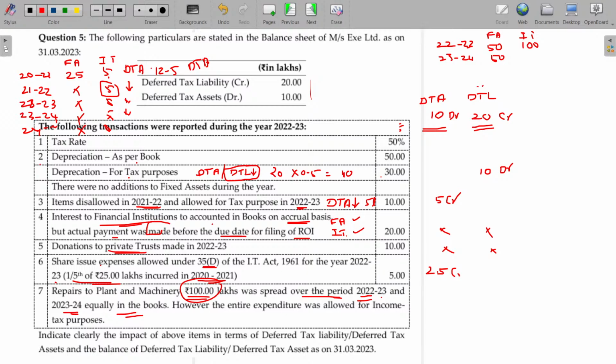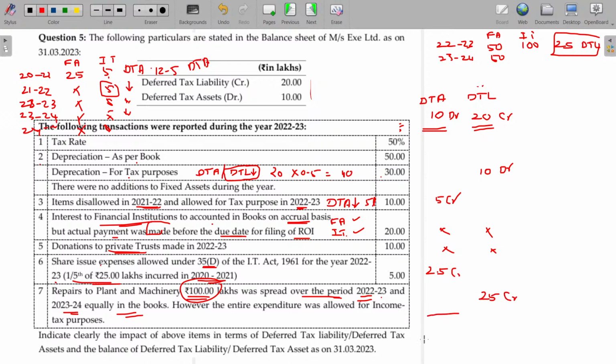So you debit 100 lakhs for taxation purposes, which is 50 lakhs in excess, meaning profit will be lesser. As profit is lesser, what happens? You pay lesser tax this year, and next year anyhow you have to pay more tax for this difference of 50 lakhs. So 25 lakhs is the creation of fresh DTL. Next year, what happens? You can reverse this. So DTL is created fresh here, credit.